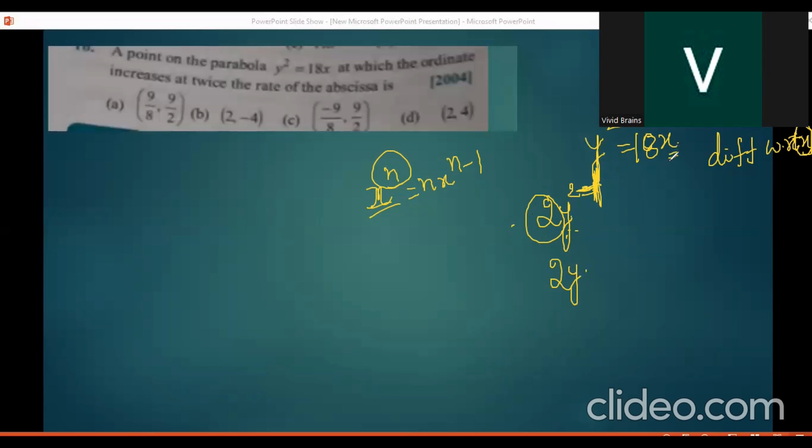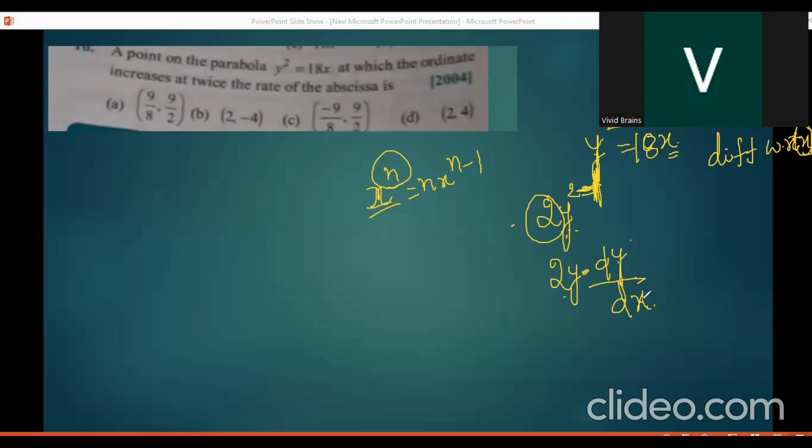But you are not differentiating x. If you differentiate x with respect to x, you will get 1, right? dx by dx. But here we are differentiating y with respect to x. So no doubt, dy by dx. This is very, very important. Generally students make the mistake here. So try to keep that in mind. With respect to what we are differentiating, you try to write that. That is very important.